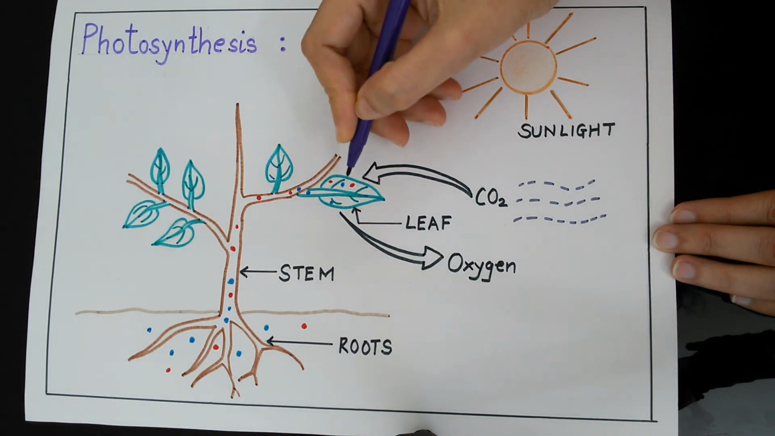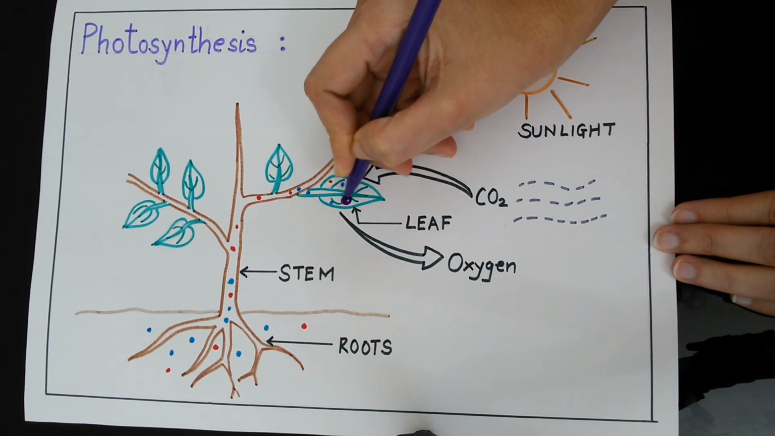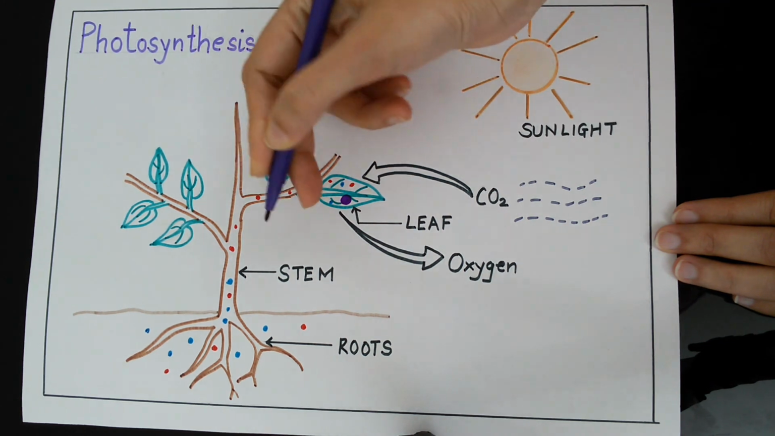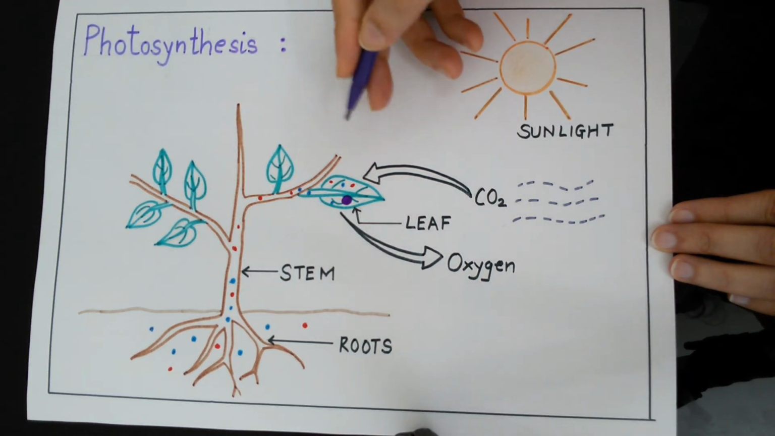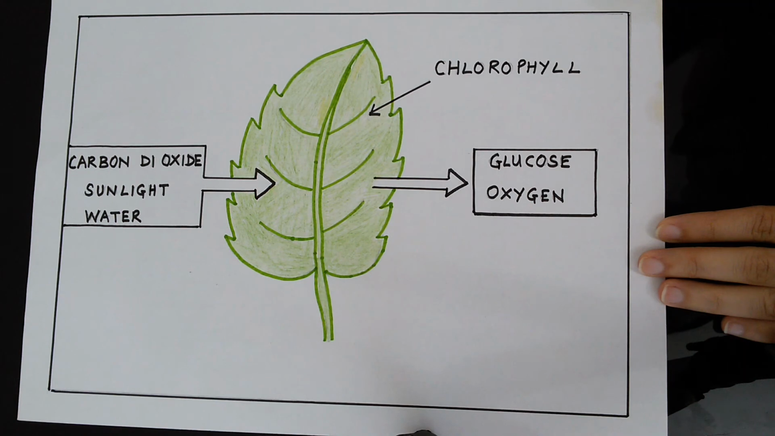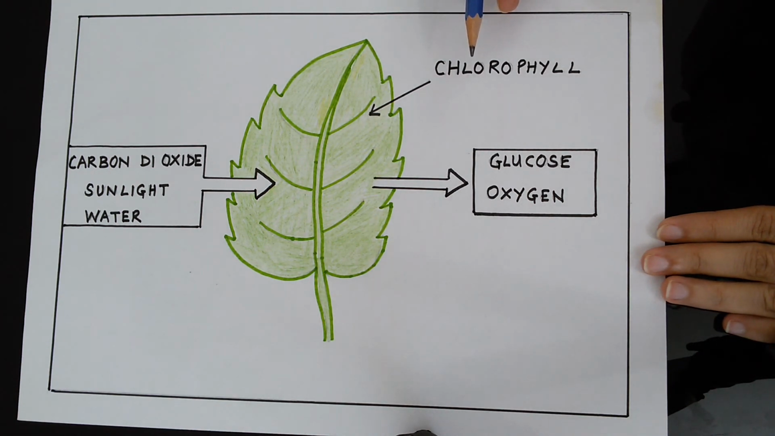Finally, the food which is prepared in the leaves is passed to all parts of the plant. This process is called photosynthesis. Now, what is the food prepared by the plant called? The food prepared by the plant is called glucose. Glucose is a kind of sugar.